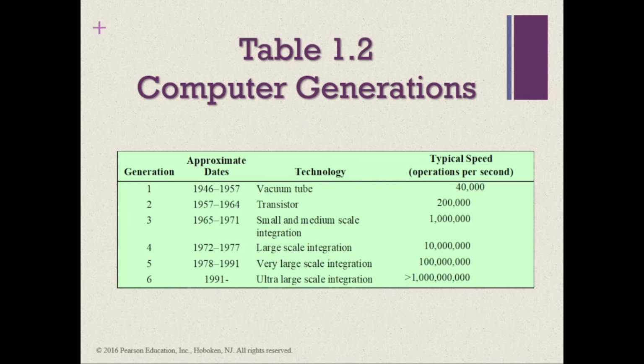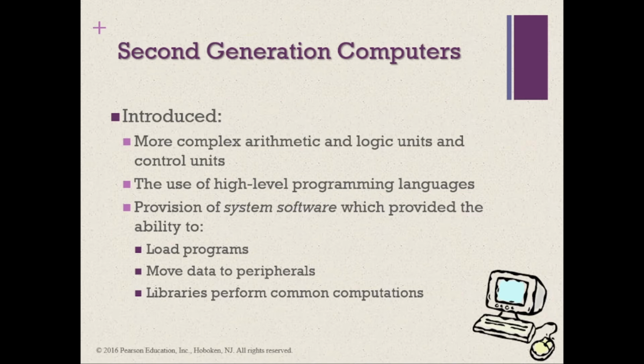And then the fourth generation is by using large scale integration or the LSI. And then the fifth generation is very large scale integration, which is the VLSI. And then the sixth generation from 1991 up to present is we have the ultra large scale integration or the ULSI. So as you can see also, as I've already mentioned, it has greater processing performance compared to its previous generation.